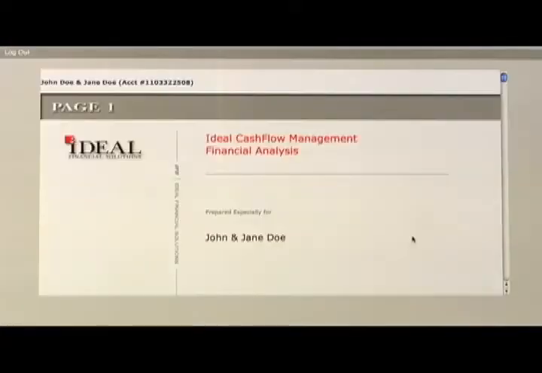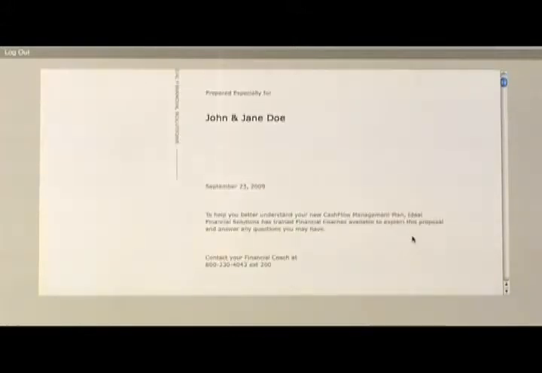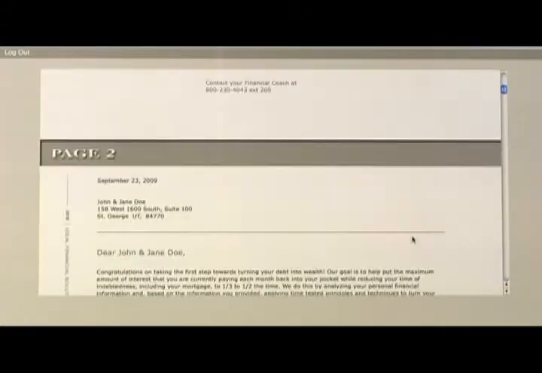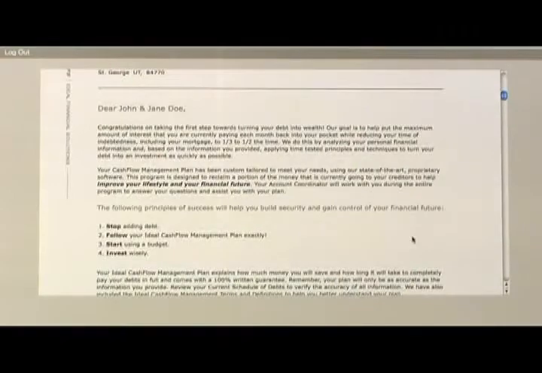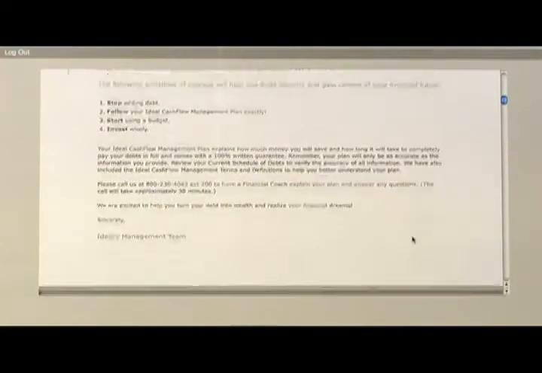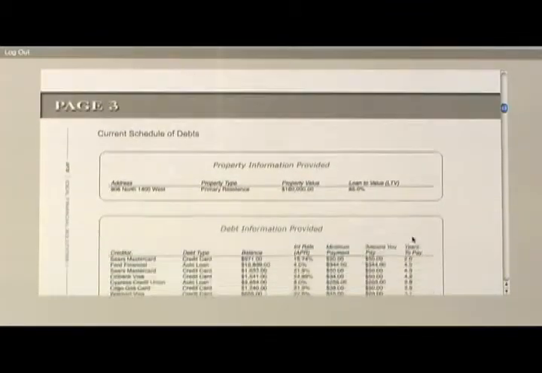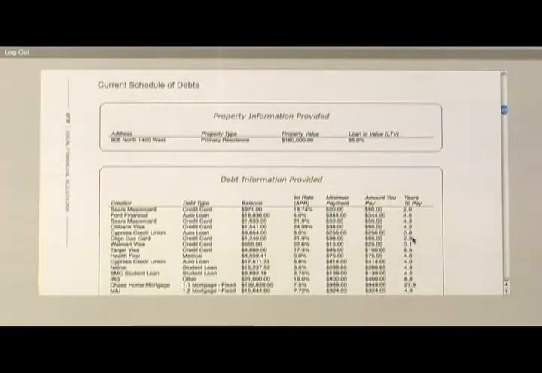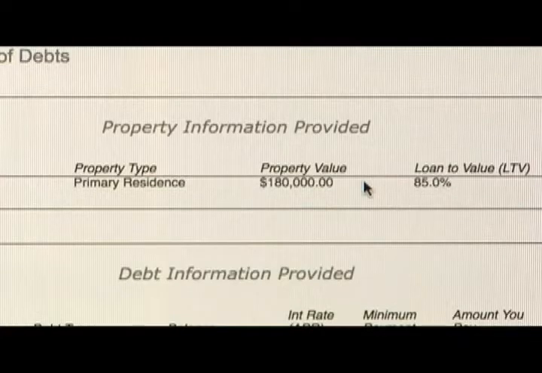As I scroll through this, I'm going to scroll through some of the pages quickly. This first page is really just a cover page. The second page is a letter that goes through some specific information that is unique to them and their plan. I want to talk for a minute about page 3 because there's some interesting information on here that I think will be meaningful.